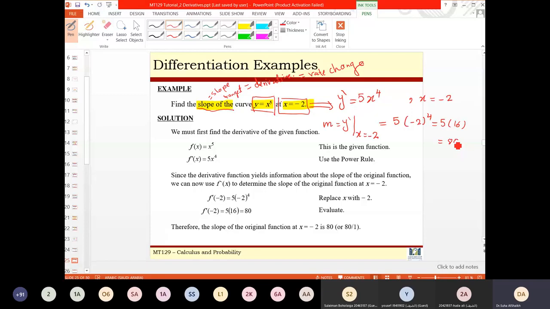So we find the derivative, that's the first step. Step 2, we find the derivative at this specific point. This will give me the slope of the curve at this given point. This will give me the derivative at the point, the rate of change at this point, and the slope of the tangent line at this point. Is that clear? Any questions?